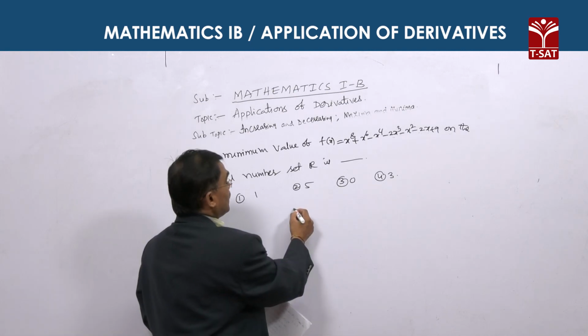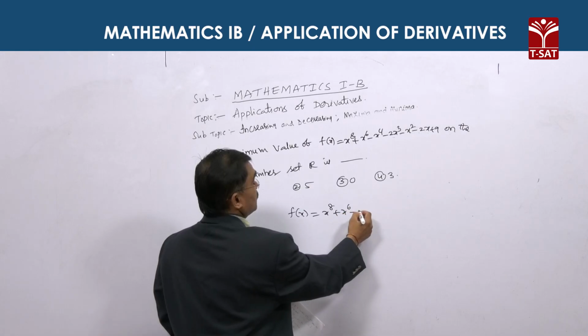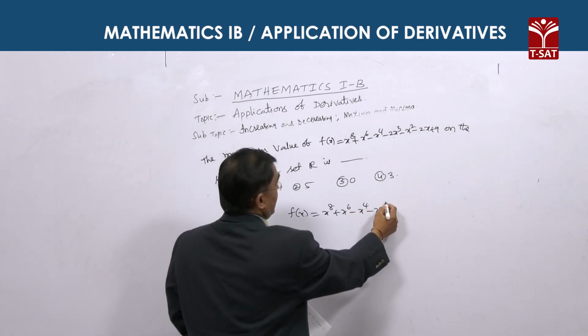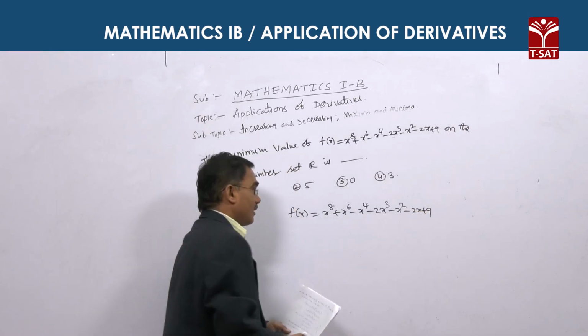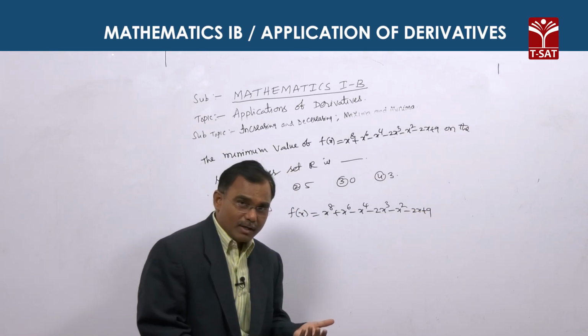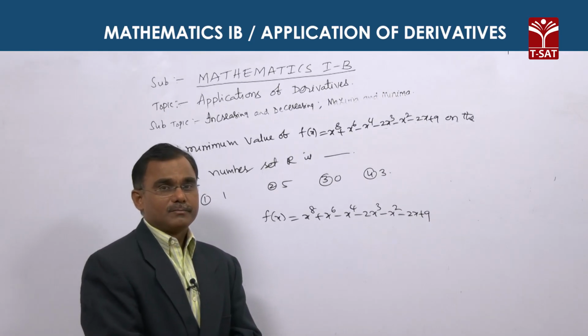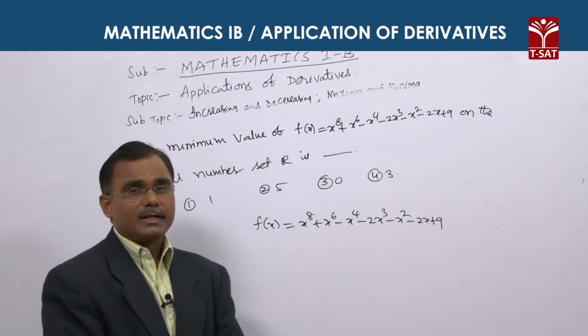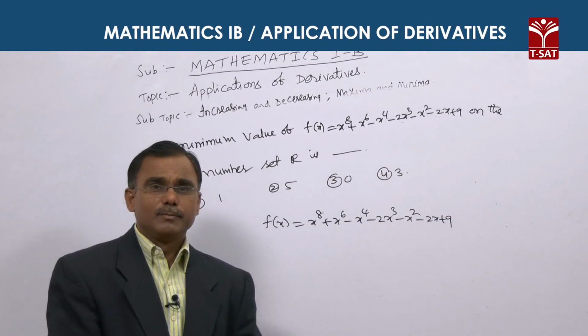You observe the given function f of x equals x power 8 plus x power 6 minus x power 4 minus 2x cube minus x square minus 2x plus 9. To find maxima and minima, first find the derivative. So the derivative of x power 8, taking some time, using simple algebraic equations.